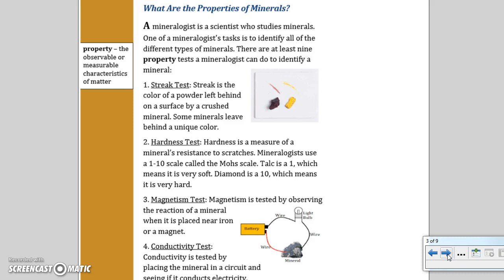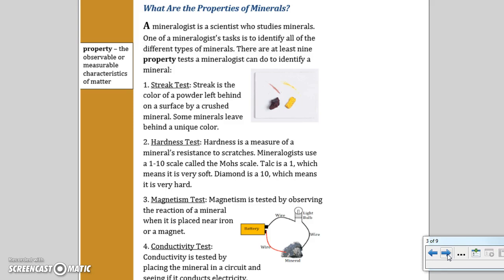What are the properties of minerals? A mineralogist is a scientist who studies minerals. One of a mineralogist's tasks is to identify all of the different types of minerals. There are at least 9 property tests a mineralogist can do to identify a mineral. 1. Streak test. Streak is the color of a powder left behind on a surface by a crushed mineral. Some minerals leave behind a unique color.